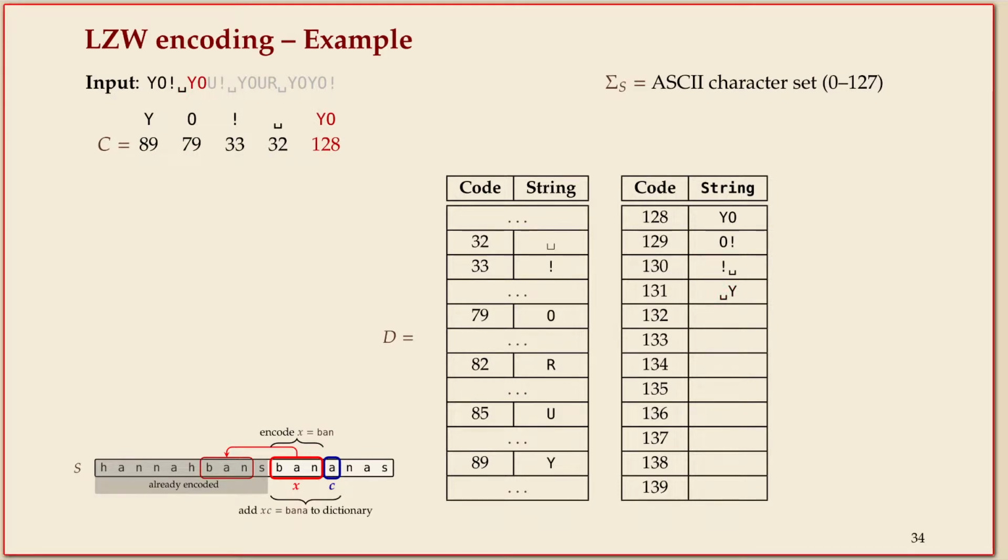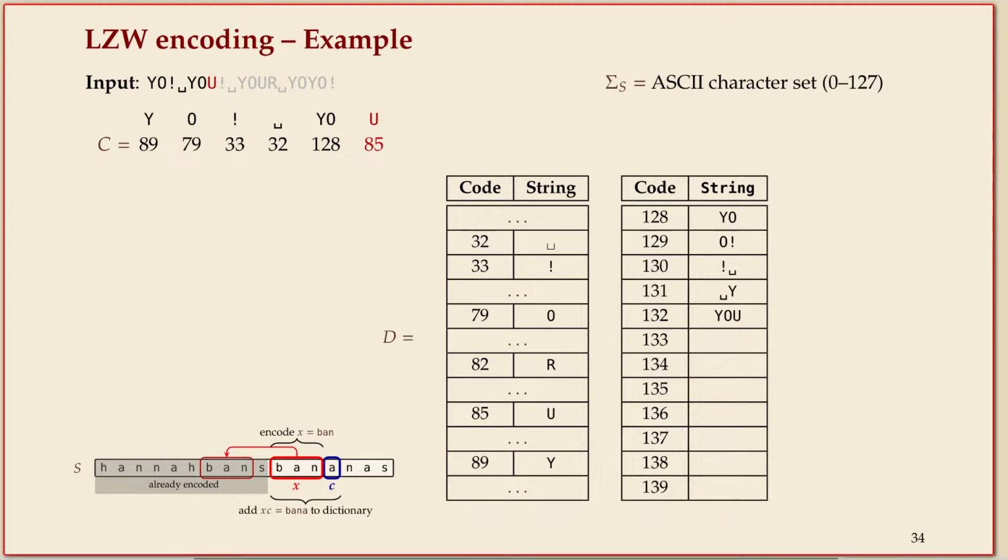And now for the first time, something interesting happens. We have y in the dictionary, but also yo. And so we use this as the longest match we can find, and use this new code to represent that two-character string. And we also add a new string to the dictionary, which is one character longer, taking the one new character from the text. Okay?